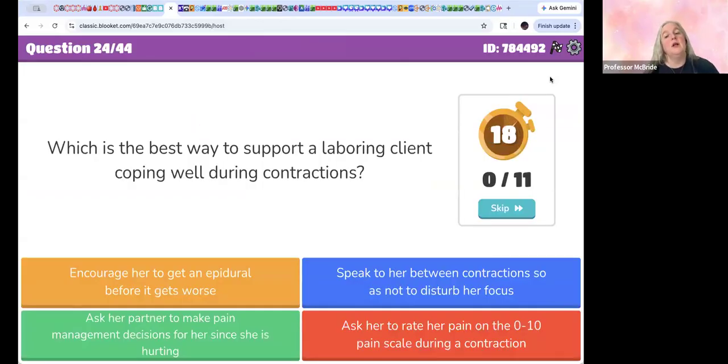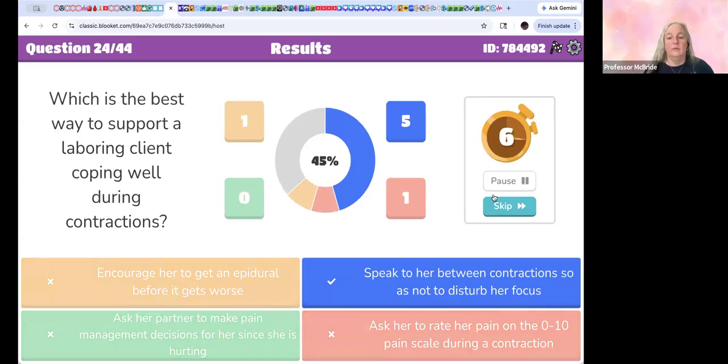Which is the best way to support a laboring client coping well during contractions? Okay, so in my class this week, we talked about how to know if a woman is coping and how to support that. We know that labor is not a pain-free process. All right. And so if she's able to focus and manage her contractions, that's great. So let's not disturb her focus.